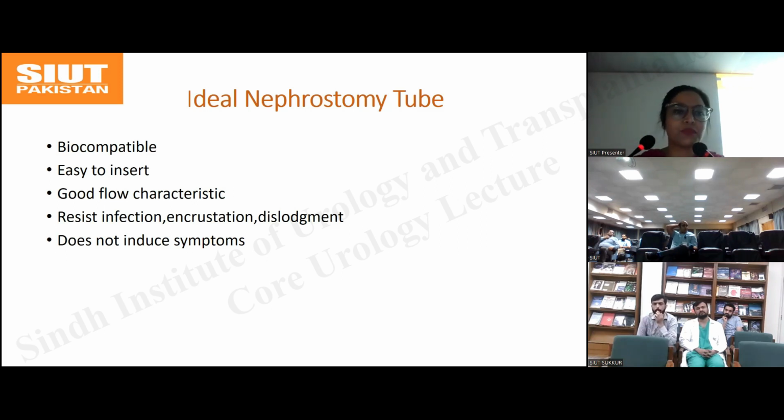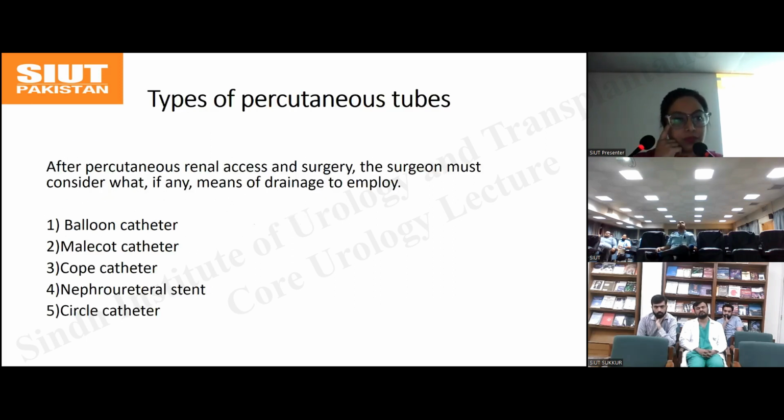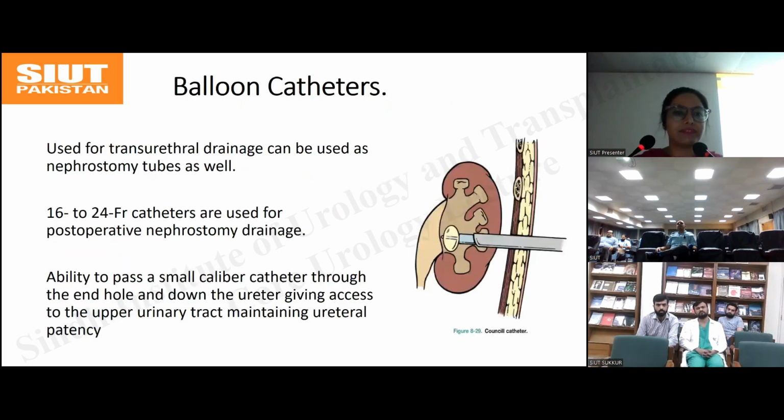An ideal nephrostomy tube should be biocompatible, easy to insert. It should give good flow, resist infection, encrustation, and dislodgement, and not induce symptoms. Types of percutaneous tubes. After percutaneous renal access and surgery, the surgeon must consider what, if any, means of drainage to employ. So the types of percutaneous tubes are balloon catheter, Malecot catheter, Cope catheter, nephroureteral stent, and Cervical catheter. The balloon catheter is used for transurethral drainage and as nephrostomy tubes as well.